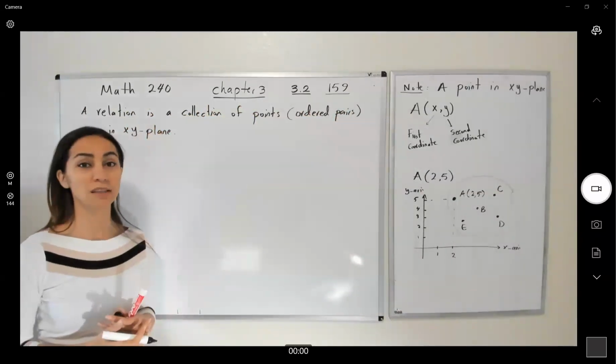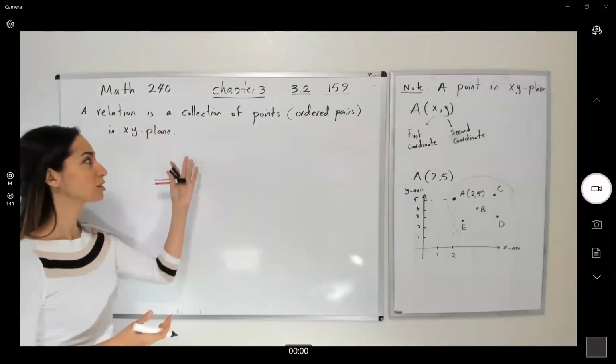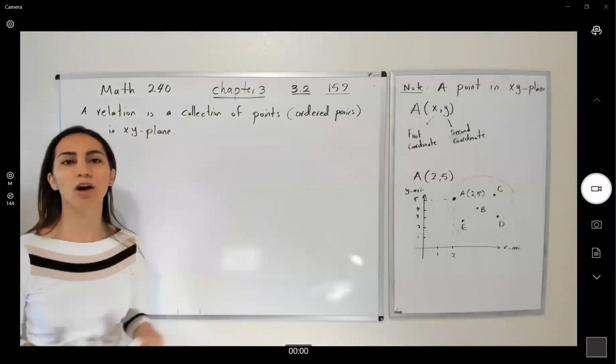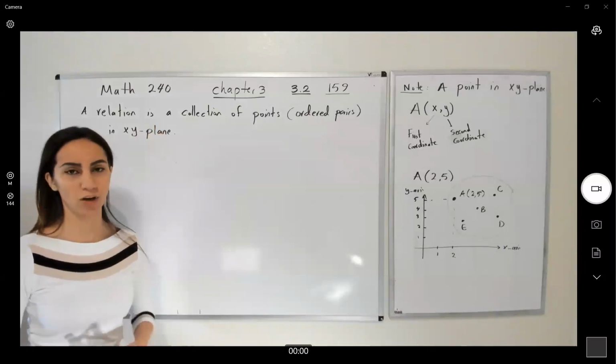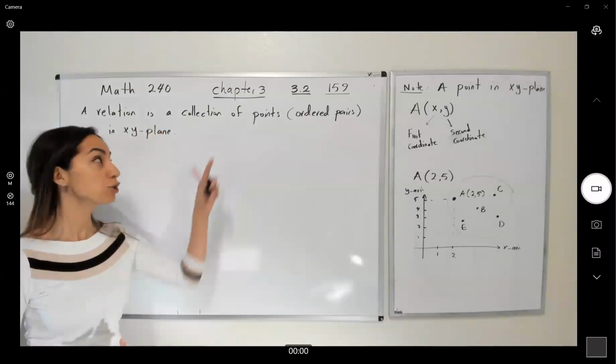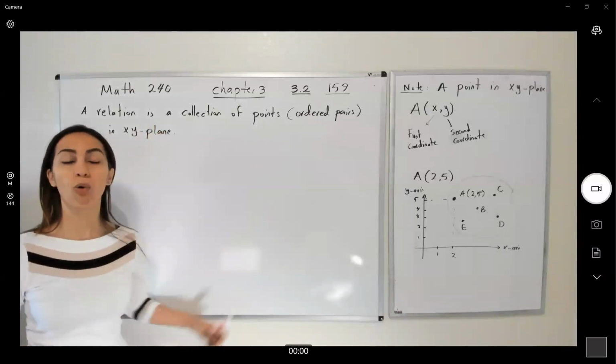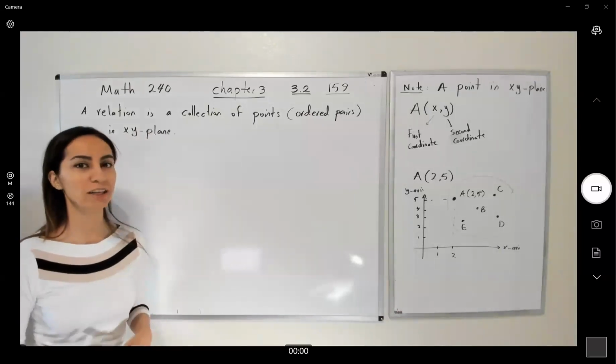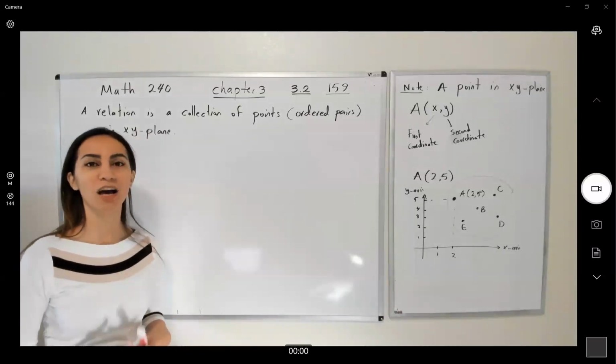So as you can see, there is not something significant about a relation. It's just a collection of points in the xy plane. It doesn't give us anything significant here. We're going to use a relation or a collection of points in the xy plane and define something that we call a function.